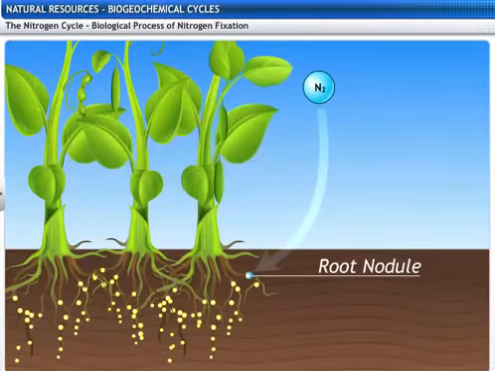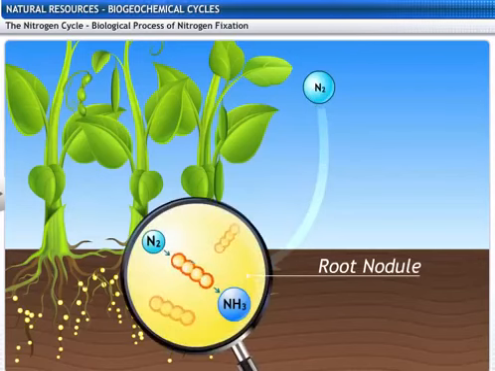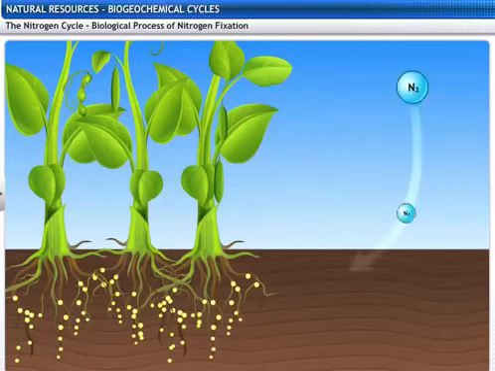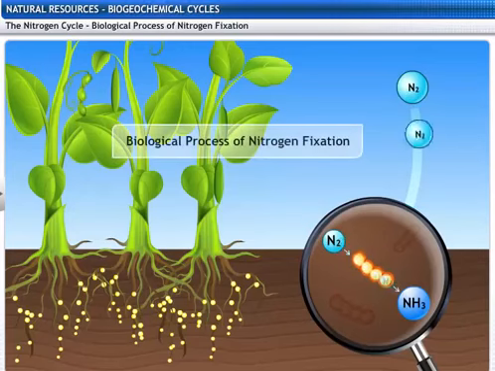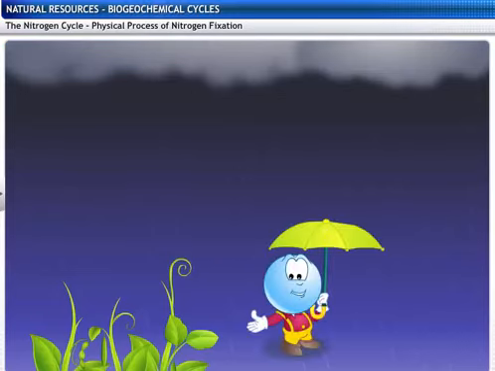Legumes have nitrogen-fixing bacteria in their root nodules. These bacteria convert atmospheric nitrogen into ammonia, which is readily utilized by the plants. Nitrogen-fixing bacteria, along with free-living bacteria in the soil, achieve 90% of nitrogen fixation. That was the biological process of nitrogen fixation.